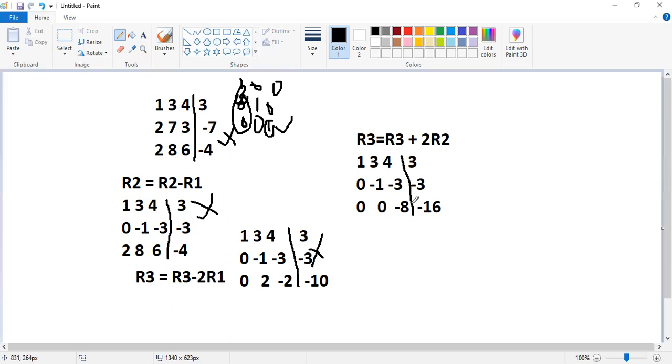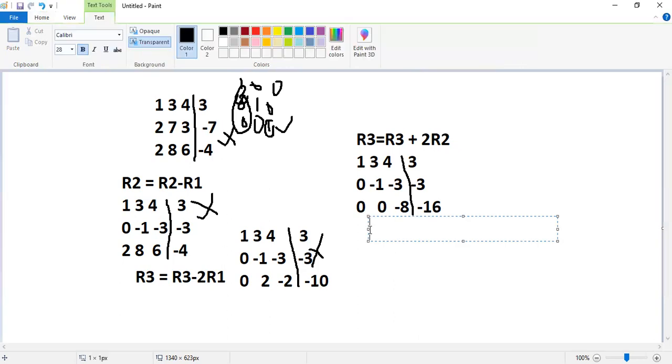We don't want that. But we know that when we use division by a scalar, we can get a 1 here, because any number divided by itself will give us 1. So to get 1 here, simply divide by what? Negative 8. Then we get our 1, and we'll be done with root 3, right? So our next step will be that root 3, which is the row we are working on, will be root 3 itself divided by what? Negative 8, right?